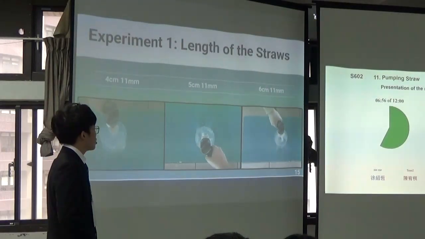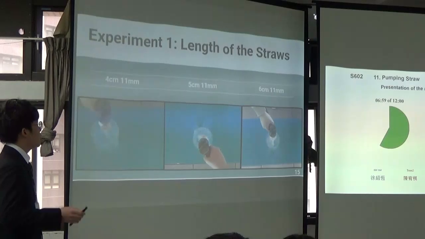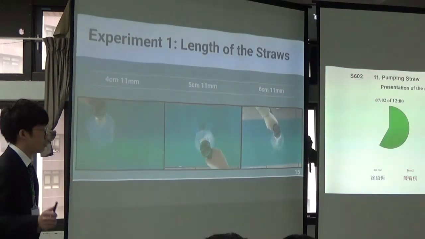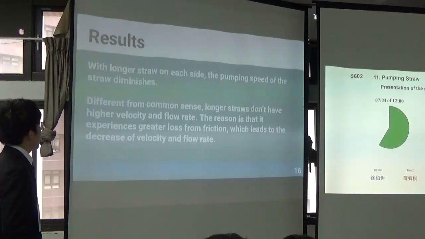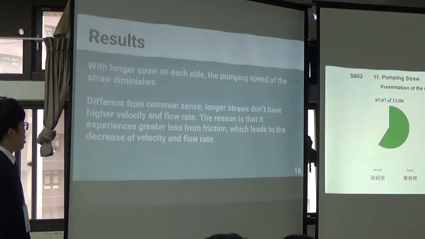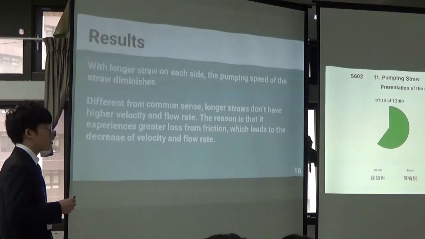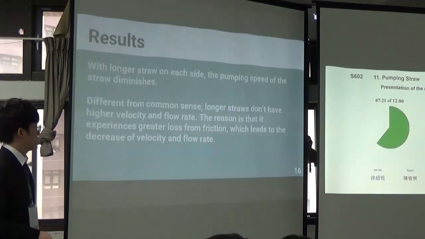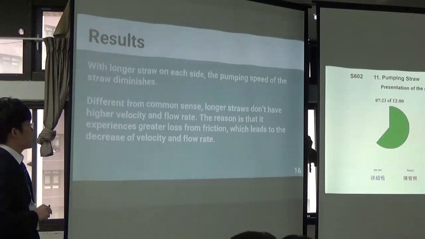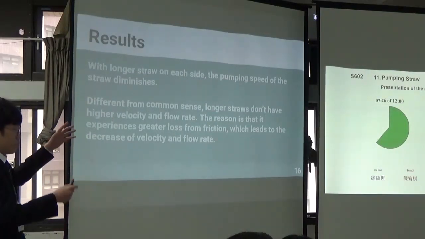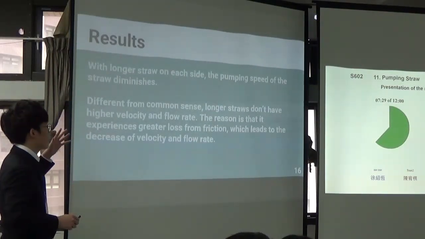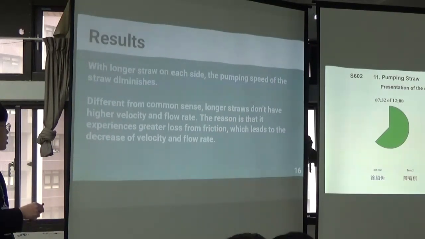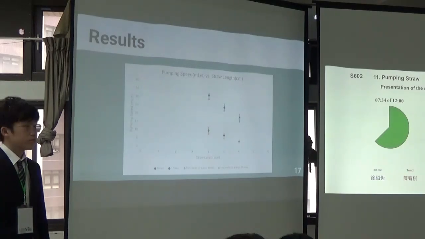So in experiment 1, we're going to find out the correlation between the length and the pumping speed. In our results, we found that with a longer straw on each side, the pumping speed of the straw diminishes, which is different from our common sense, because longer straws often correlate to higher velocity, technically. However, the reason we discovered is that the longer straws experience greater loss from friction, because they're longer. They have more influence from friction, and therefore this leads to the decrease of velocity and flow rate as a whole.